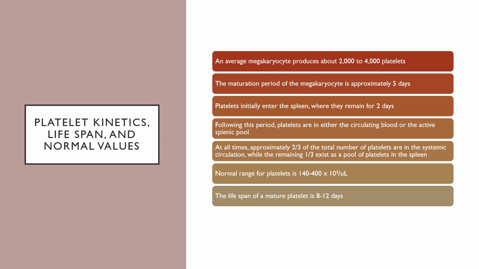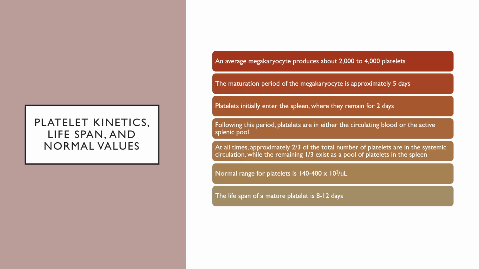Some of the information on this slide you may already know, and some of it may be new to you. So let's take a quick look at platelet kinetics, lifespan, and normal values for our platelet count. An average megakaryocyte produces about 2,000 to 4,000 platelets. That's a lot of platelets. The maturation period for the megakaryocyte in the bone marrow during its phases of development is approximately 5 days. So it turns out pretty fast. And if you think about how many platelets we have, that might be part of the reason.